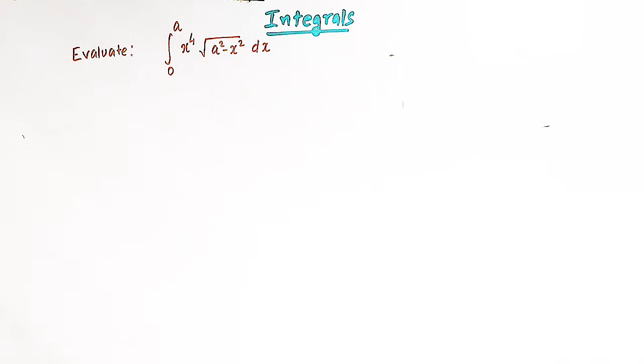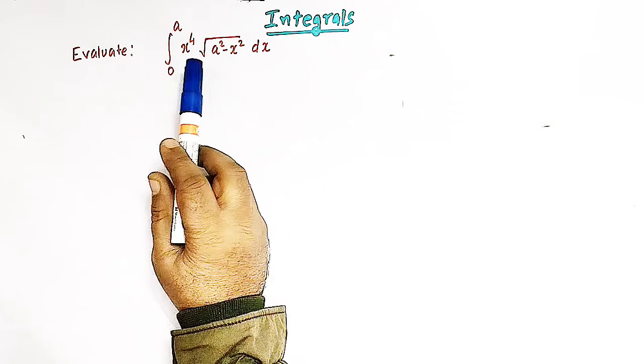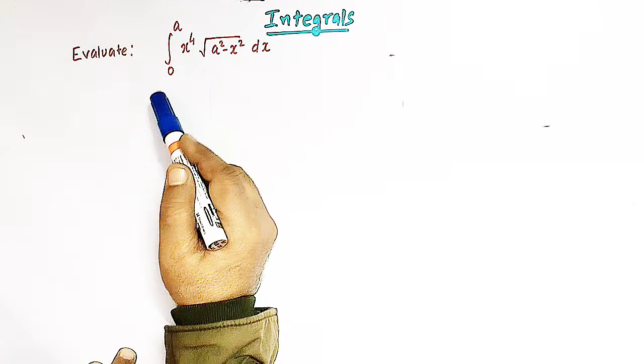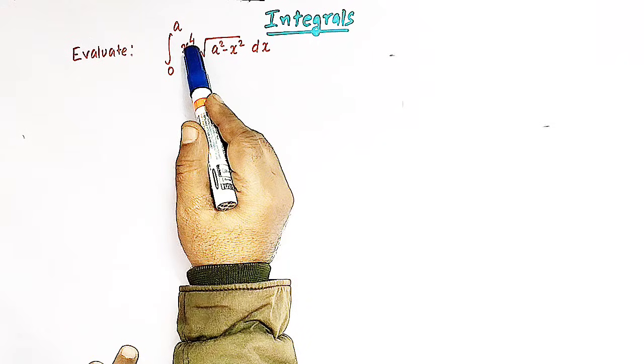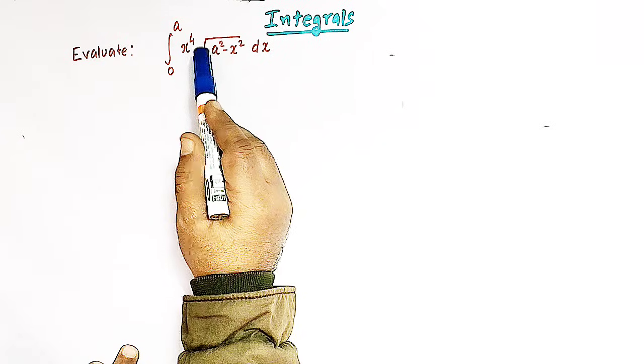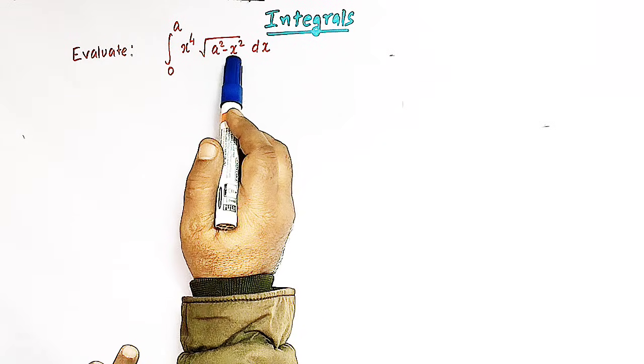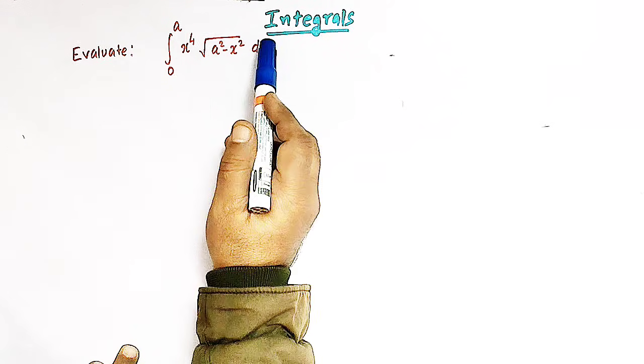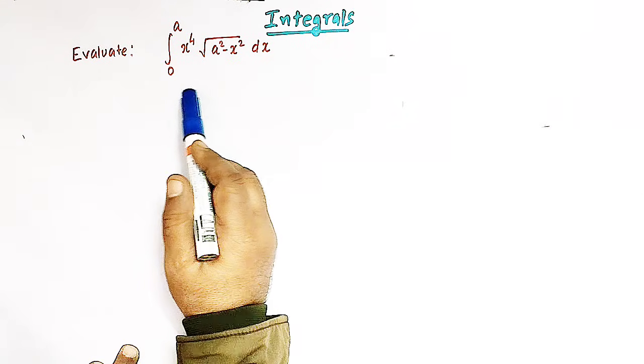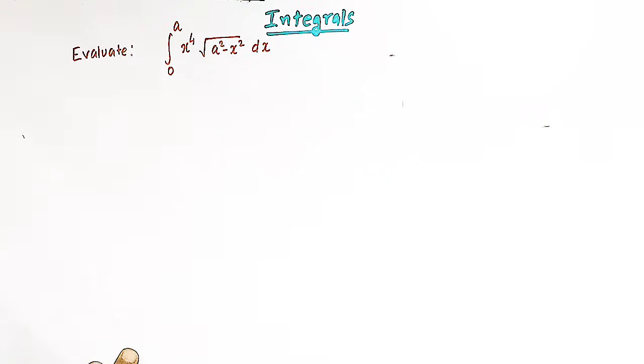Hello viewers, in today's session we are going to discuss another application of beta and gamma functions, and in this class we are going to evaluate this integral, the integral from 0 to a of x raised to 4 multiplied with the square root of a square minus x square. Here we'll solve this integral with the help of some important results from beta and gamma functions.